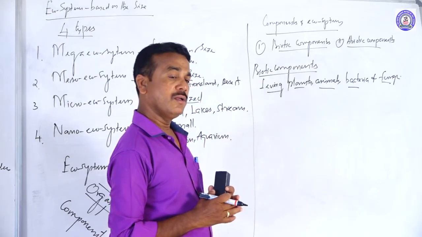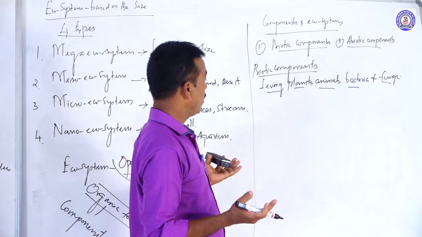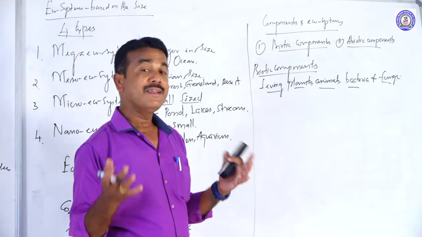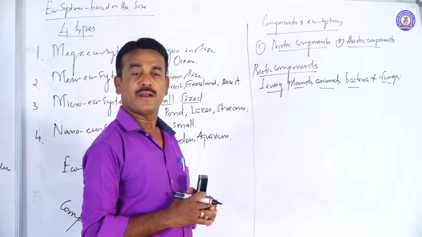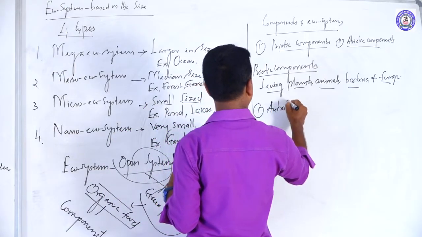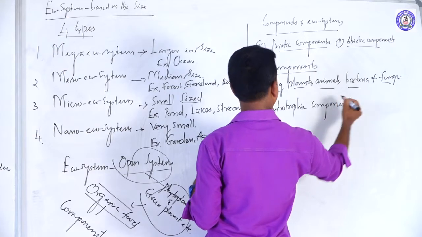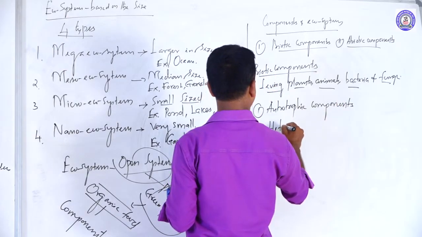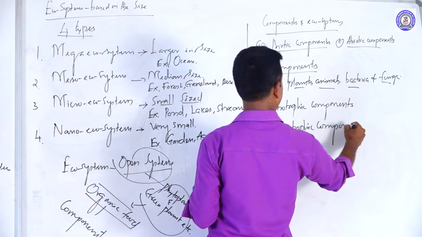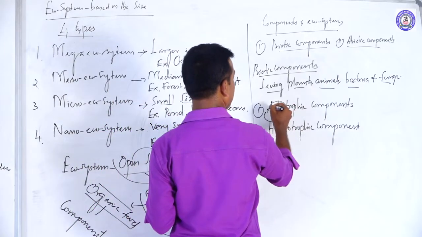In the biotic component, there is a mutual relationship regarding nutrition capabilities. How do the plants, animals, bacteria and fungi share the nutrients? Based on the nutrients, the biotic component can be classified into two components. One is called the autotrophic component. The second one is the heterotrophic component. What is the meaning of autotrophic component? Auto means self.